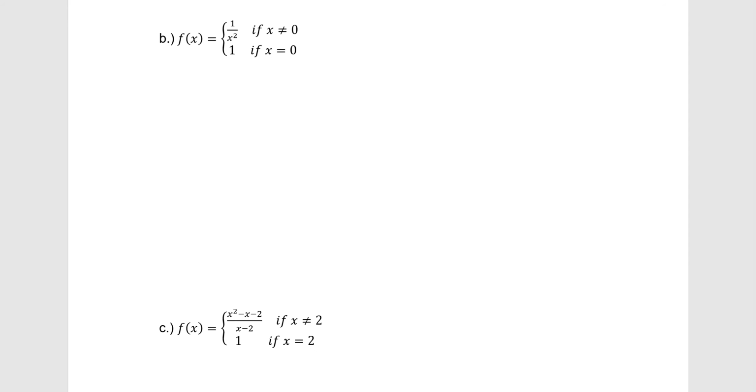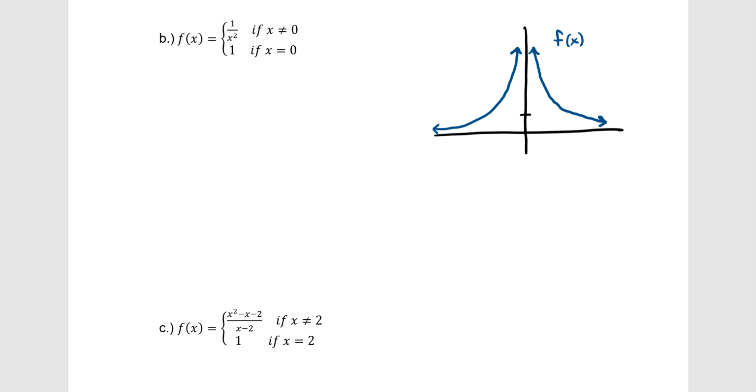Next one, we have f of x is a piecewise function. It's going to equal 1 over x squared when x is not 0, and then it's going to equal 1 when x is 0. So let's actually graph this one out. So this is the graph of 1 over x squared. This is technically the squared reciprocal function, technically something we should know. And then when x is equal to 0, f of x is equal to f of 0 is equal to 1. So there's a dot right there. So we can see that when we're looking at this, that it's clearly discontinuous at x equals 0.